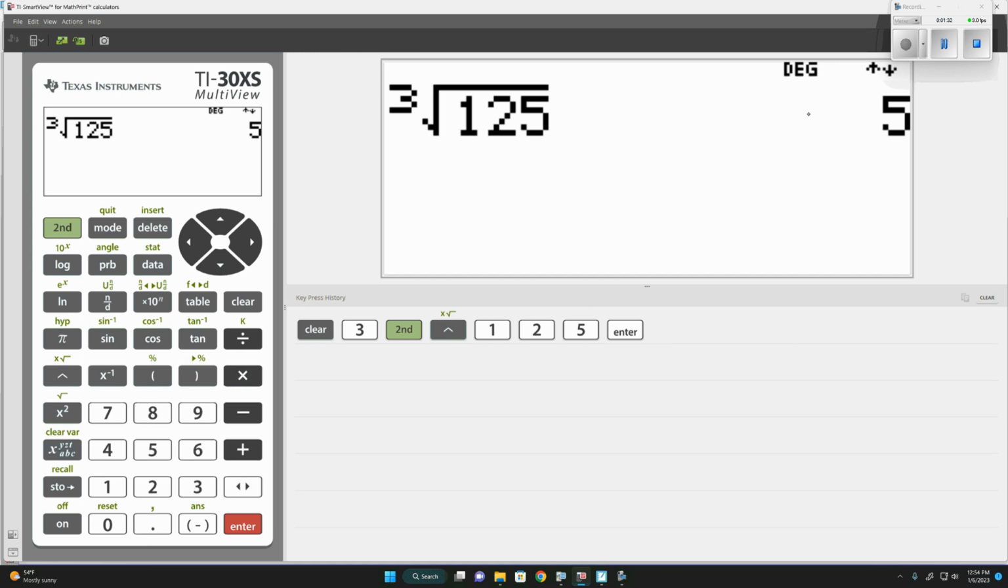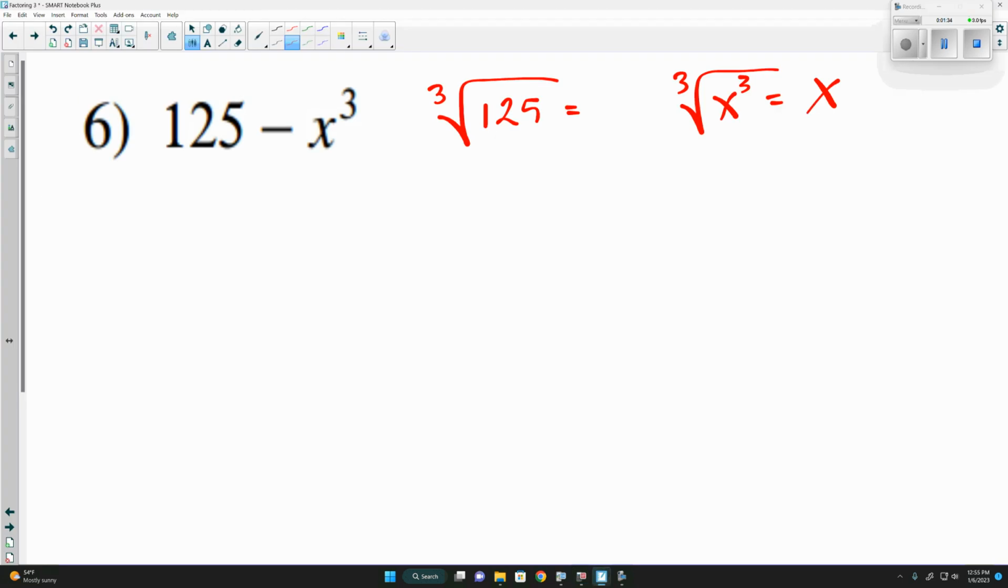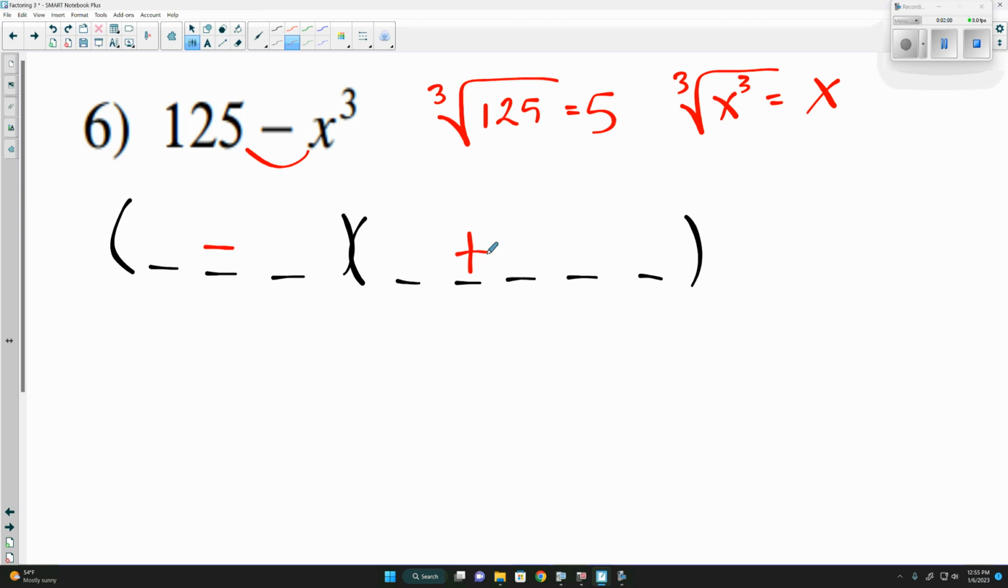So we get 5. Three spots and 5 spots. Now the next thing we can do is our signs. Since we have a difference, our first sign is the same, so it would be minus. Then we have opposite, which would be plus, and always end on a positive note. So we have minus, plus, plus.